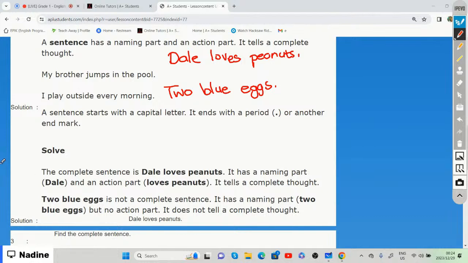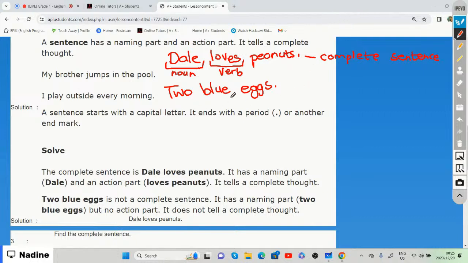All right, so now if we look at the two sentences, the first one says Dale loves peanuts, which means that Dale is a noun, loves is a verb, which means that this is a complete sentence because it has both a naming word as well as an action verb, the action part.